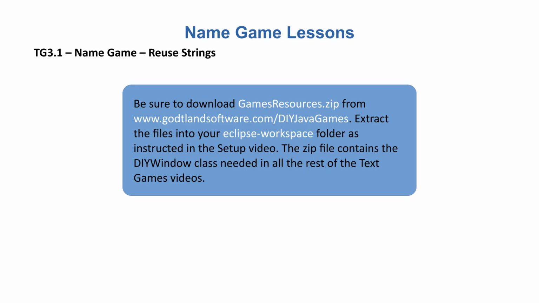Before doing this lesson, be sure to download textgamesresources.zip from www.gotlandsoftware.com DIY Java Games. Extract the files into your Eclipse workspace folder as instructed in the setup video. A string variable can be set once, then used many times in a program. String variables make it easy to change a word or phrase used throughout the program.